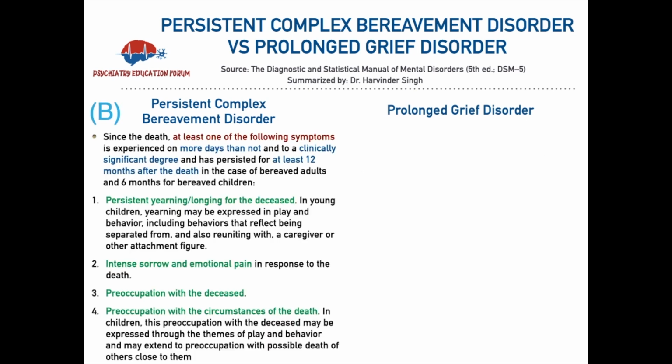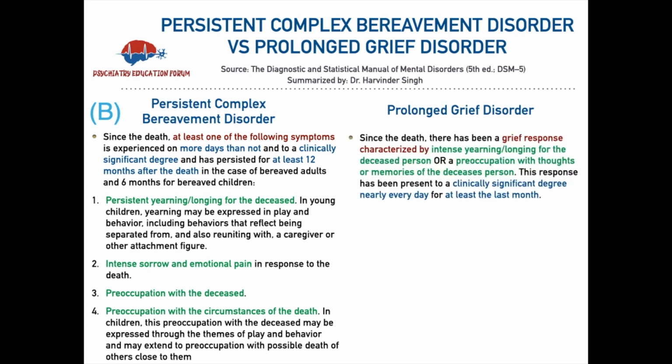But how is this big criteria B different for prolonged grief disorder? So first thing, in prolonged grief disorder, they say that since the death there has been a grief response characterized by intense yearning or longing for the deceased person, or preoccupation with thoughts or memories of the deceased person. And this response is present to a clinically significant degree nearly every day for at least the last month. This is very important. It's only the last month. So they don't focus on that 12 months after the death here.